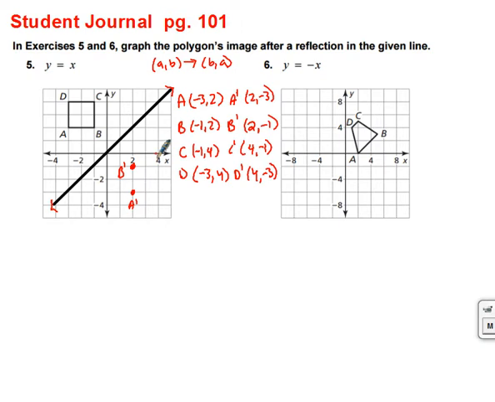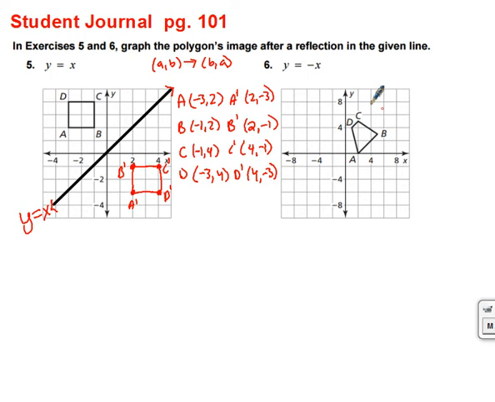So let's go ahead and graph C. C prime is there, and D prime is (4, negative 3). D prime is there. So if you look at this, that is a beautiful reflection over the line y equals x. And this line right here is the line y equals x.